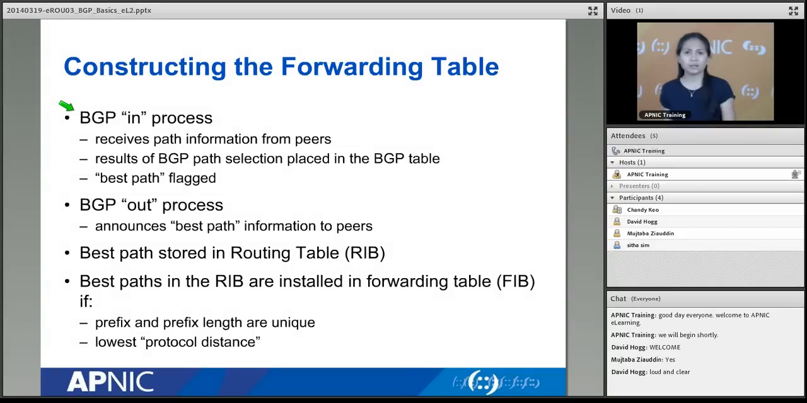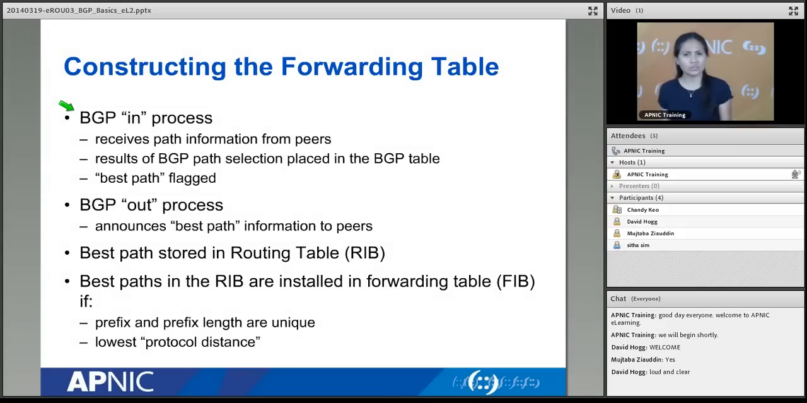The BGP out process is the way to announce the best path information to its peers. I've said the best path is stored in the routing table. Then the best path among all these different routing tables is passed on to the forwarding table. All routing protocols, BGP, OSPF, ISIS, all the connected routes, also all your static routes, are stored in routing tables, but only the best path goes to the forwarding table.